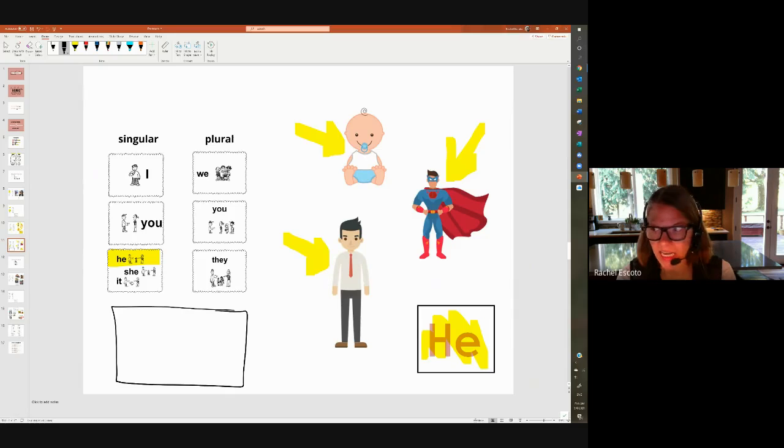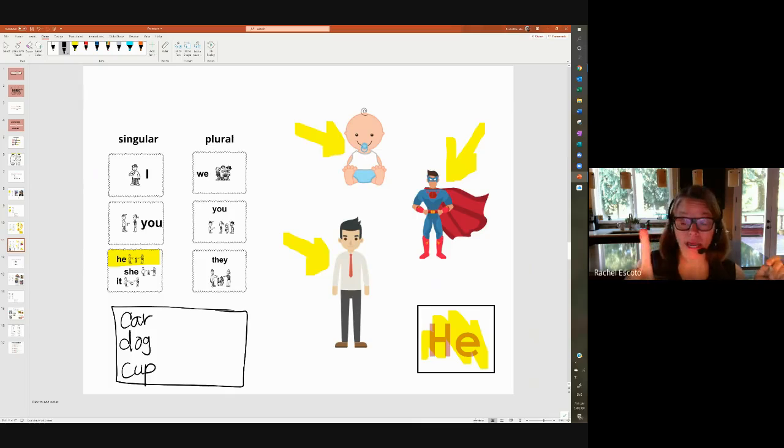Okay, so it would be a thing that is not he, not she. It's a thing, right? Like a car or a dog or a cup. And when we're talking about one of them, we say it, right? Like here they're pointing to a book. It, it. This is it, it, it. Okay? So we have he, she, and it.